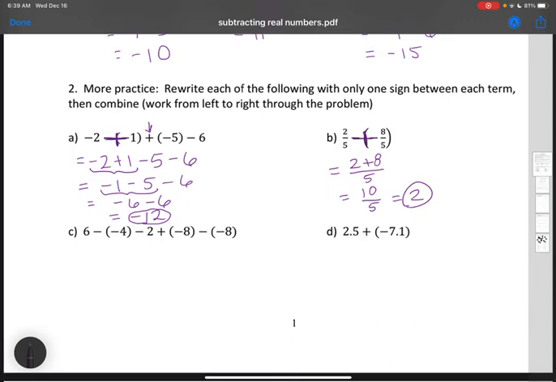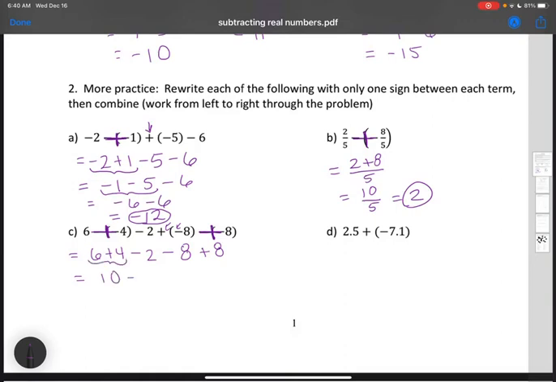Okay, so for C, got a lot going on here, right? I'm going to go through, mark all my double negatives into a big plus sign. So here we go. And one more over here. I'm going to rewrite it. So now I have 6 plus 4. Bring down that minus 2. Remember that the plus and negative here is really just a minus. So we have a minus 8 and plus that 8. Now we have all plus and minus with those single signs. Looks perfect. So let's go ahead and combine one at a time, left to right.